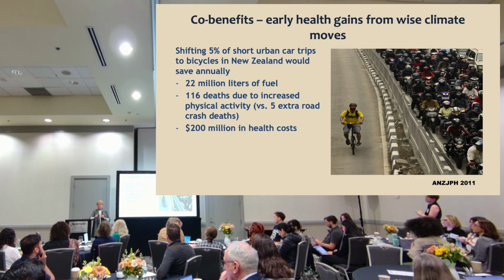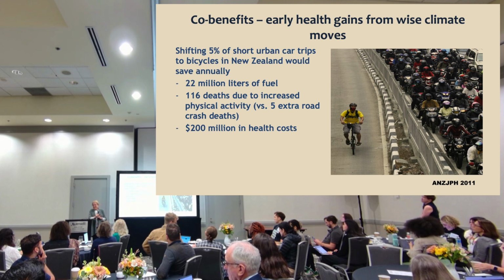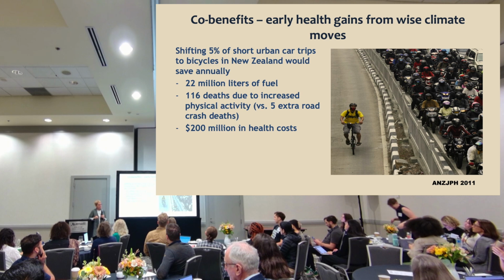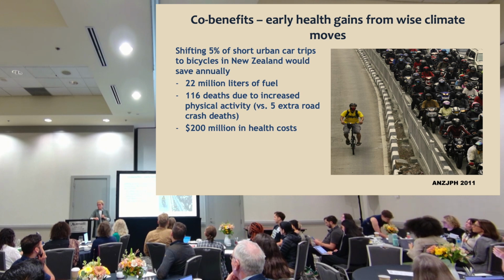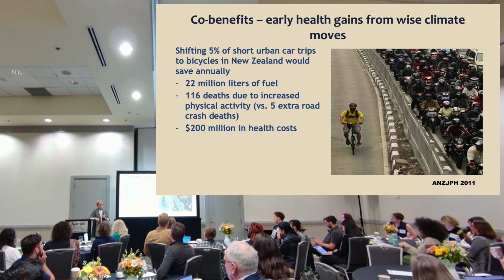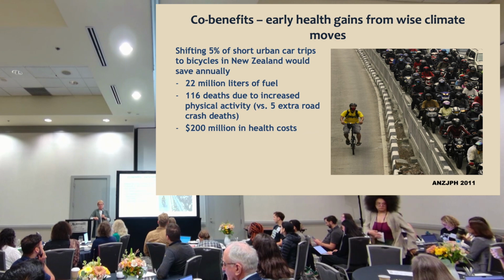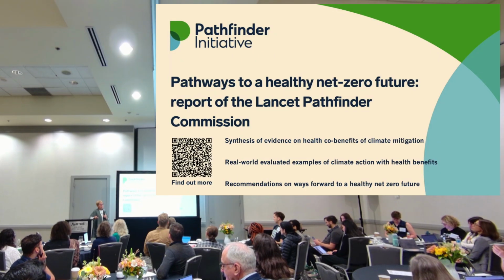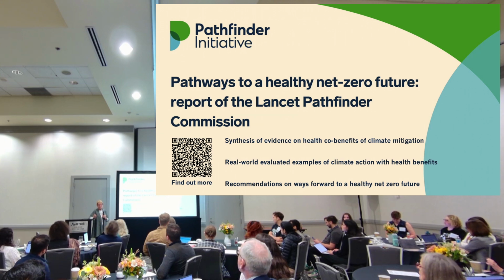I put this in because I love the photograph. And this is one of many examples. It's from New Zealand, just doing a full kind of life cycle assessment of what if we get 5% more people on bicycles. And you can see $200 million in health costs saved. The Pathfinder Initiative, if you haven't looked at it, is a great resource to talk about some of the ways to reduce greenhouse gas emissions.